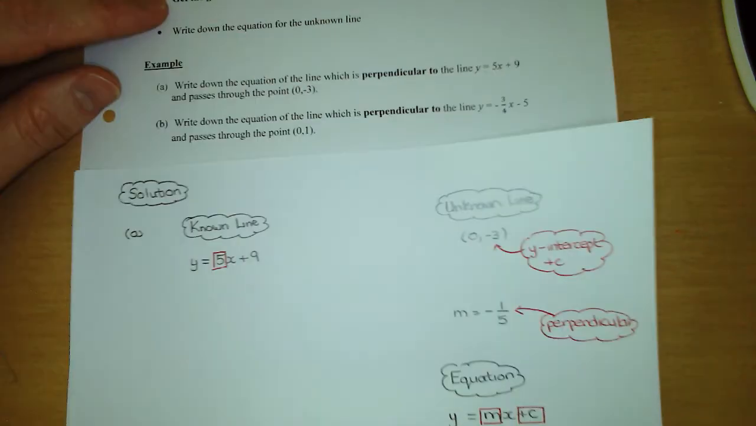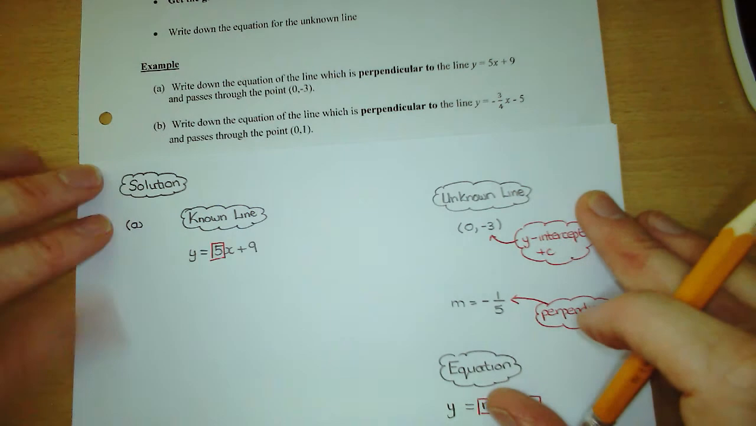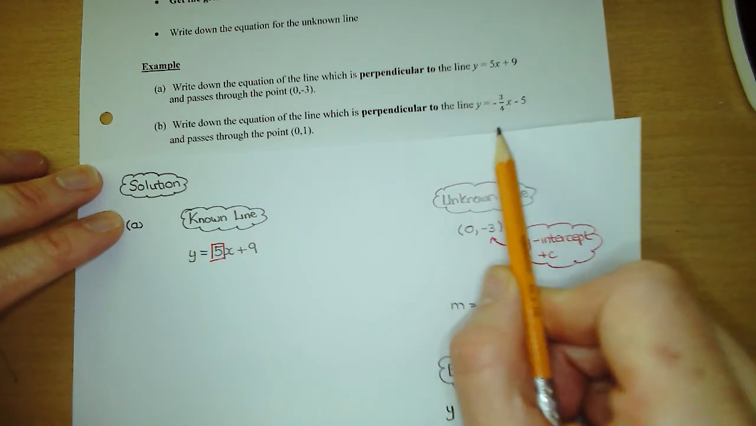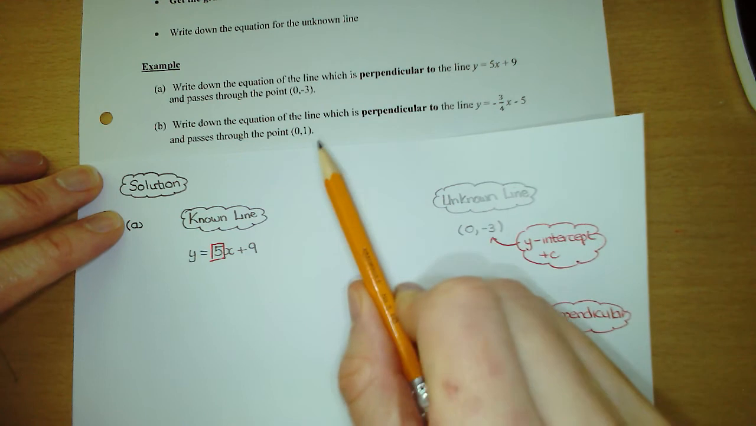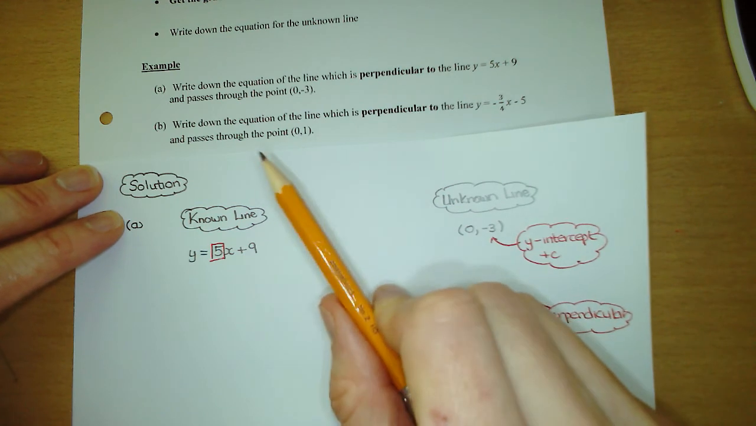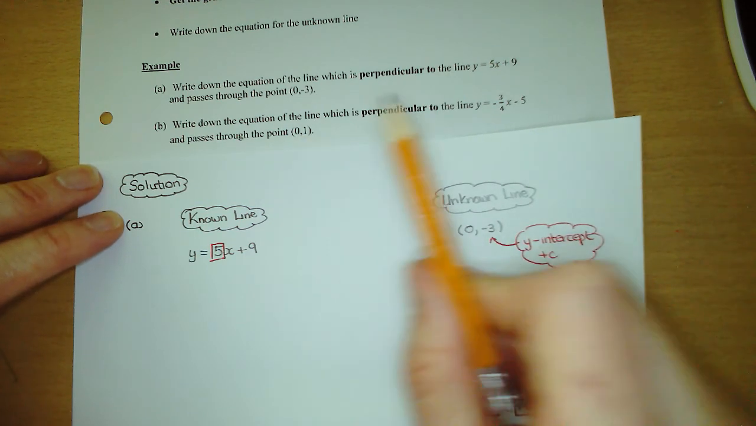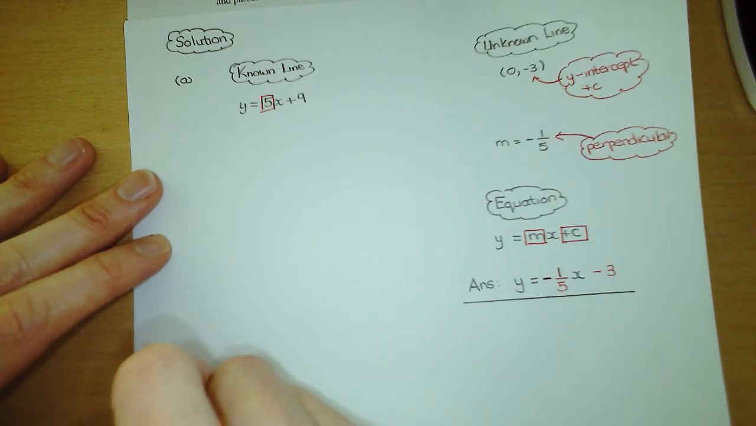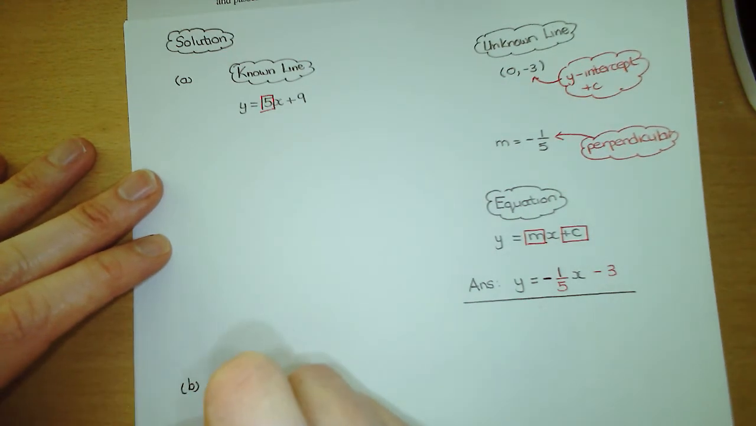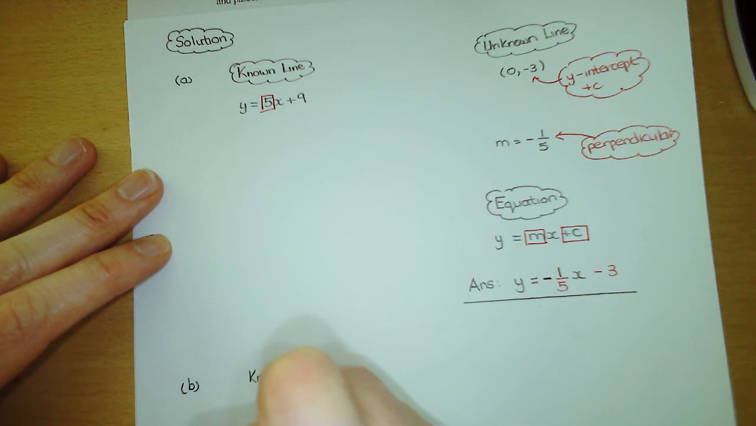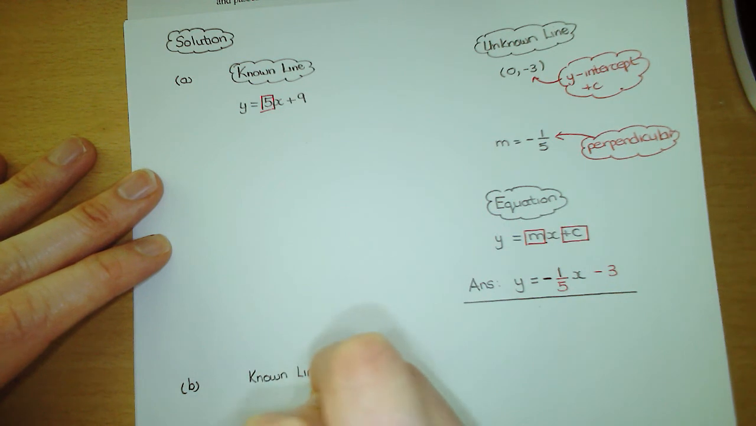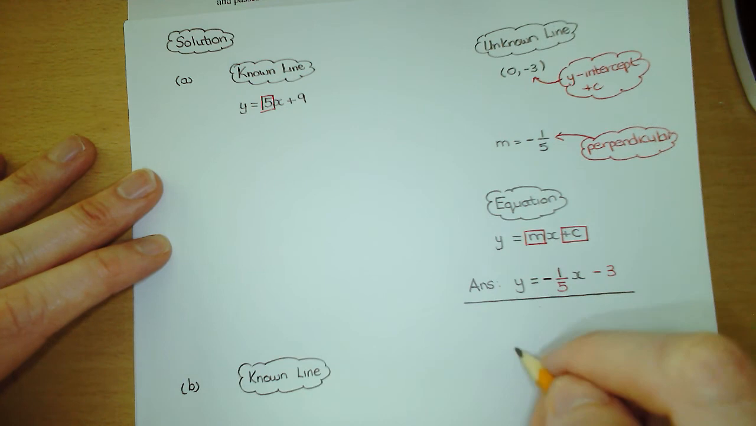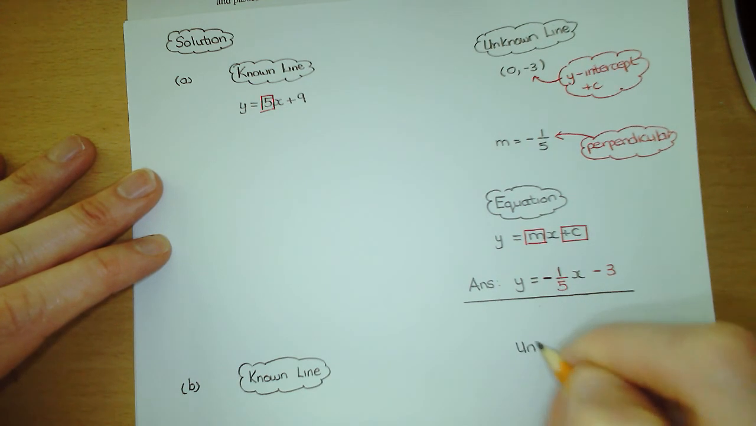Okay, let's look at part B. So part B says write down the equation of the line which is perpendicular to this line and it also passes through the point 0, 1. So again, there's an unknown line and there's a known line. So set up our answer, part B, known line, then we have our unknown line.